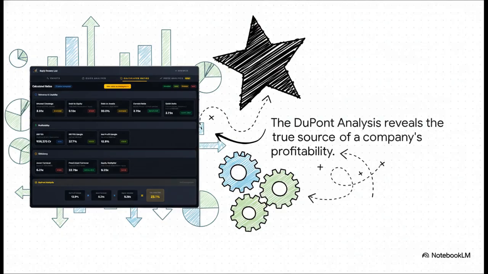And the absolute star of this tab is the DuPont analysis. You see, it's one thing to know a company has a high return on equity, or ROE. It's a whole other thing to know how they got it. And DuPont breaks that down for you.